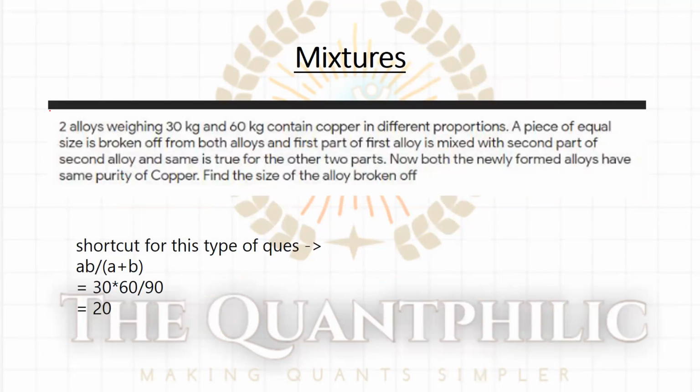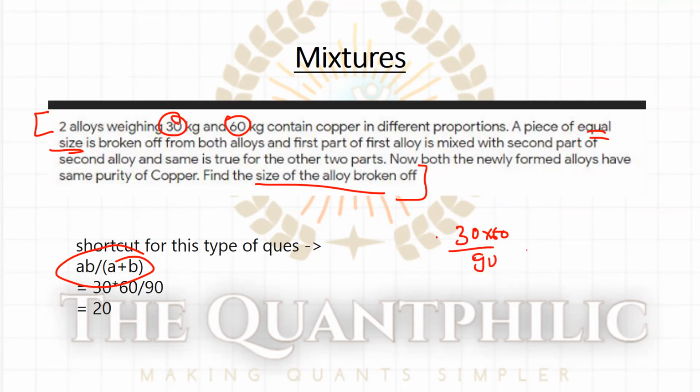Now, you must have always seen these types of questions. Two alloys of weights 30 and 60 are broken off in pieces of equal size. The important condition is equal size is broken off; the first part is mixed with the second part, and the newly formed alloys have the same proportion. To find the size of the alloy broken off, the shortcut is AB by A plus B. So this is A, this is B. So 30 into 60 divided by the sum of both, so 90, this will be 20. So the size of the broken alloy is 20.